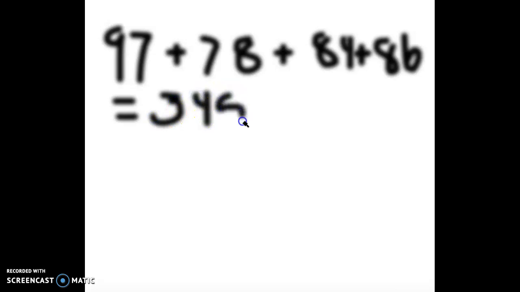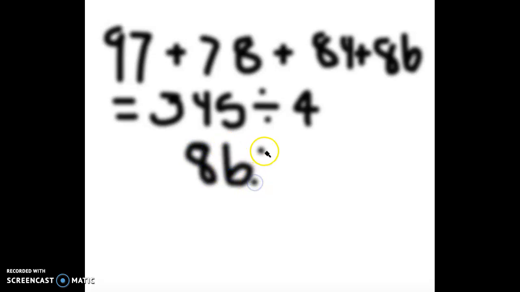So to now find our mean average, we have to take 345 divided by the amount of marks we have, which is 4. So 345 divided by 4 gets us the answer of 86.25. So our report card mark will be 86.25 because that is the average.